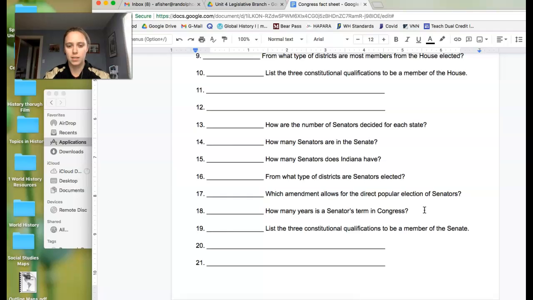And last, 19, 20, and 21, list 3 constitutional qualifications to be a member of the Senate. You have to be a little bit older. You have to be 30 years old to be in the Senate. You have to have been a citizen for at least 9 years. And again, you have to inhabit that state. Okay, so 30 instead of 25. 9 instead of 7, but also you still have to inhabit.